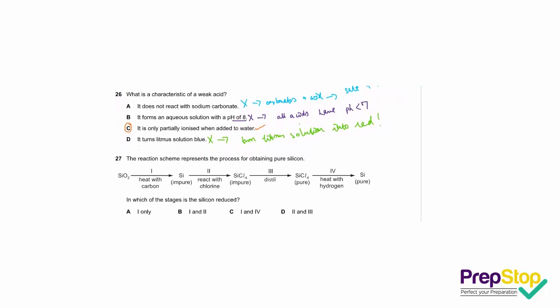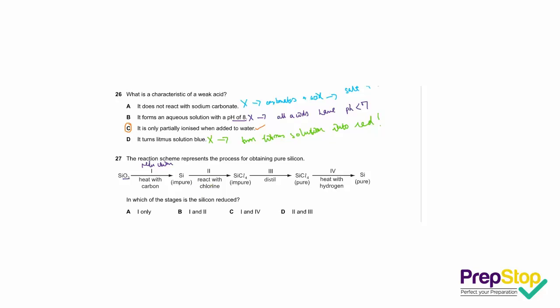Question number 27. The reaction scheme represents the process for obtaining pure silicon. In which of the stages is the silicon reduced? So if we take a look at the stages we have, we first see that silicon dioxide is heated with carbon to form silicon. This is reduction because oxygen is removed from silicon.